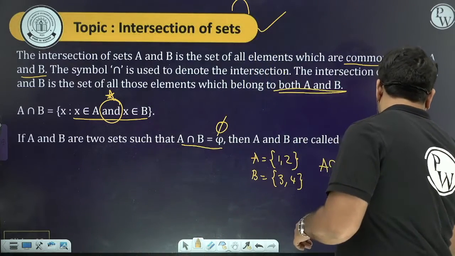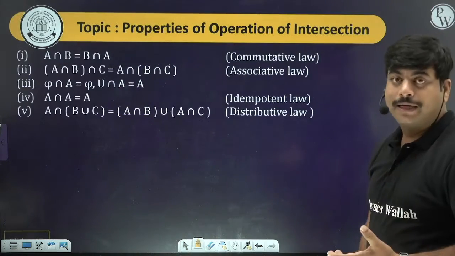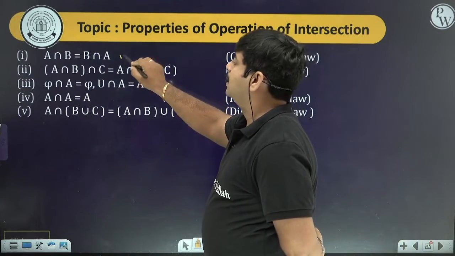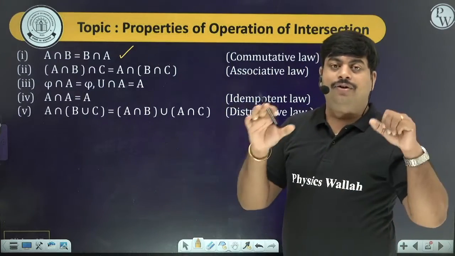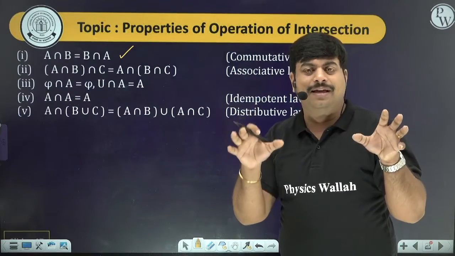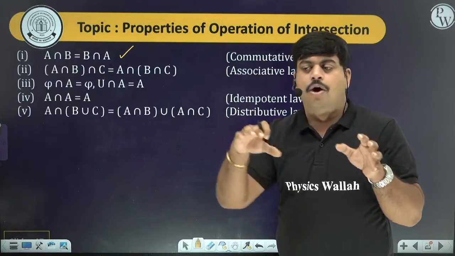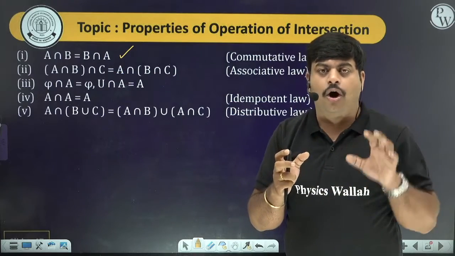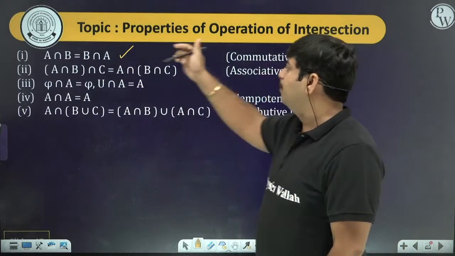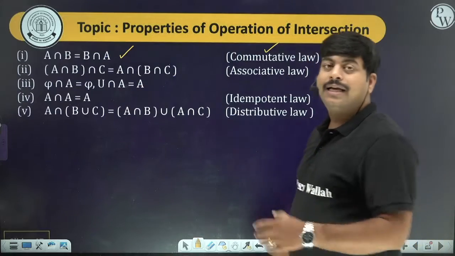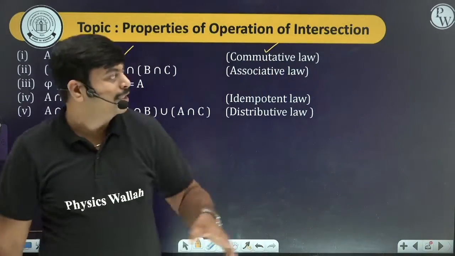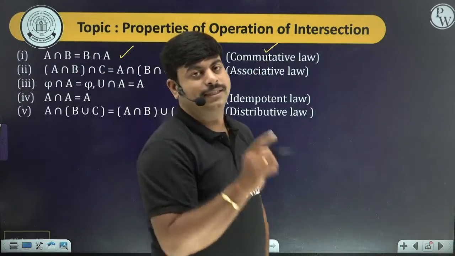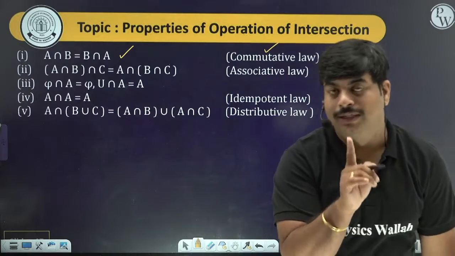Okay, so the next one, we have a few more properties of intersection. A intersection B is equal to B intersection A. That means when you have two sets A and B, finding A intersection with B, the common elements, or B intersection with A, both say the same thing: the common elements between A and B will be equal. That means we can say the intersection of sets follows the commutative law. We also discussed the same thing for union of sets. Those are two different formulas, not the same, people.